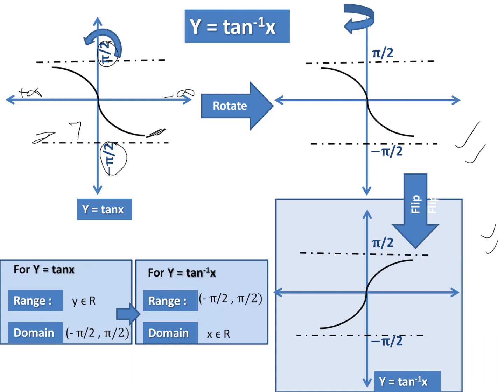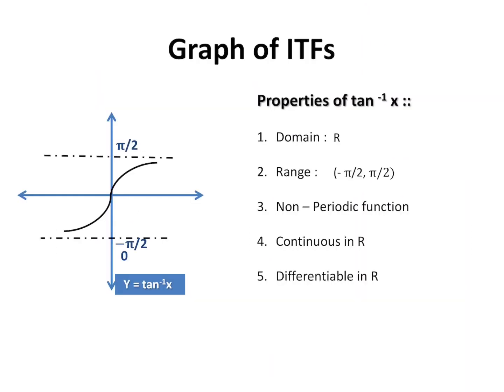Again, I am highlighting here that the domain of tan x is equal to the range of tan inverse x. The range of tan x is equal to the domain of tan inverse x. They both interchange the values. Just to summarize the properties of tan inverse x, the domain is R, from -infinity to +infinity. The range is from -pi by 2 to pi by 2. It is an open interval -pi by 2 to pi by 2, as shown in the graph. That is why we are drawing with dotted lines here.